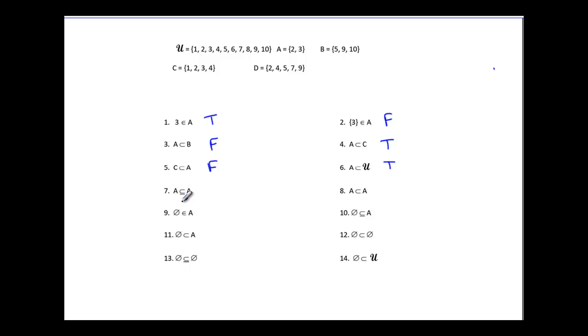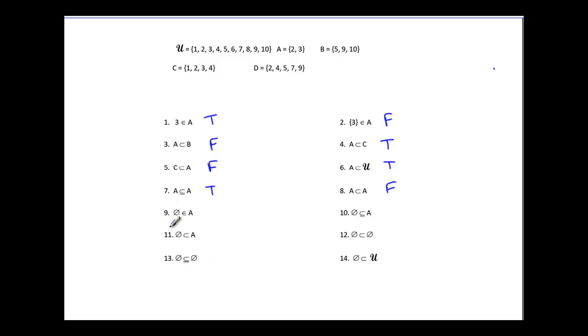Is A a subset of A? So what we're asking is, are the numbers 2 and 3, the set that contains 2 and 3, also in set A that contains 2 and 3. So it does actually follow the definition and is true. However, A is not a proper subset of A because they are the same set. So we would state that that's false.